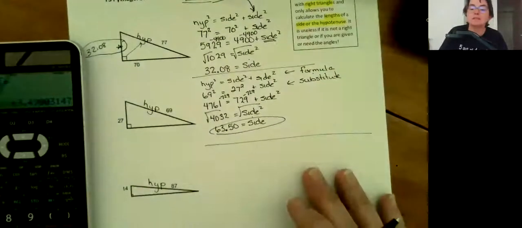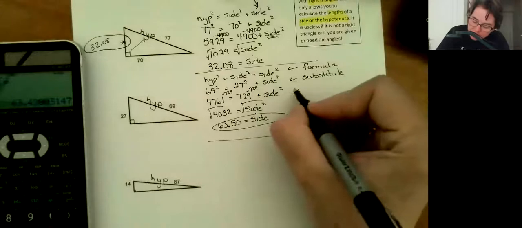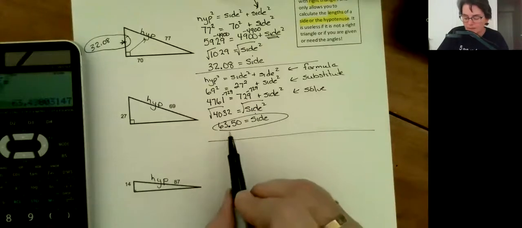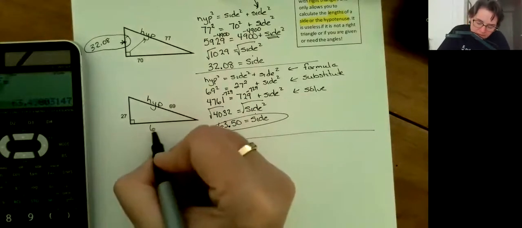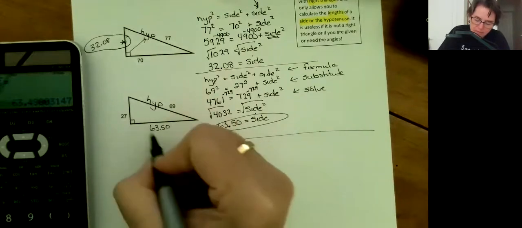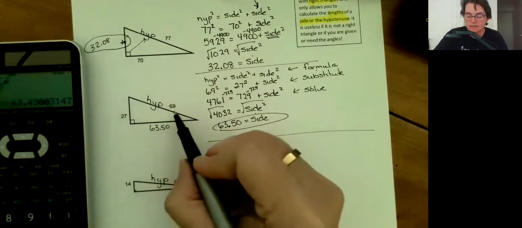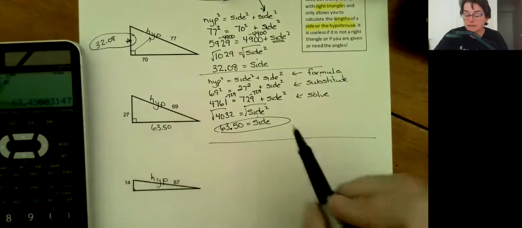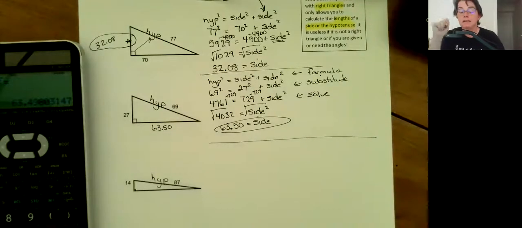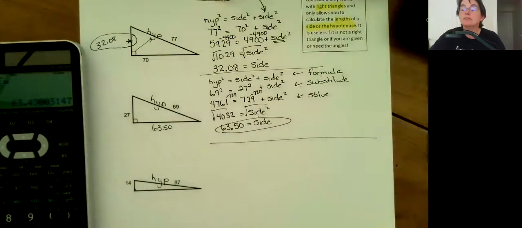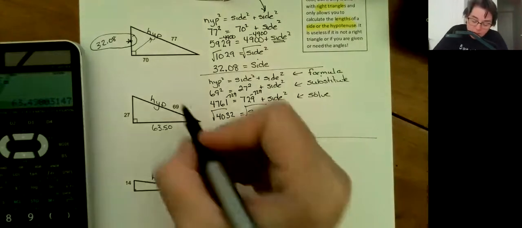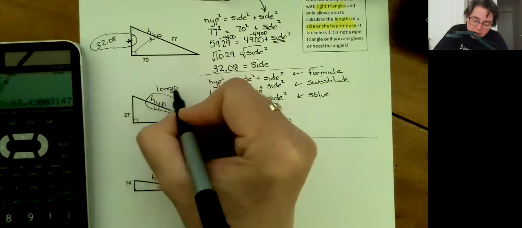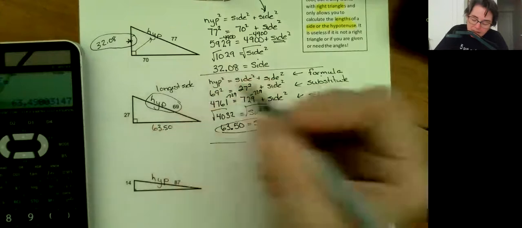Hold on. I wrote formula, substitute, and then I guess it should be solve. So, before we go any further, 63.5, that could be reasonable on that side. Mostly at this point, you want to make sure that the answer is smaller than your hypotenuse. And if you do that check, if you screw up your question, that's when you're going to catch yourself. You need to always, always, always remember hypotenuse is the longest side, right?